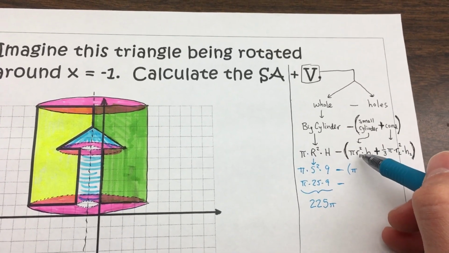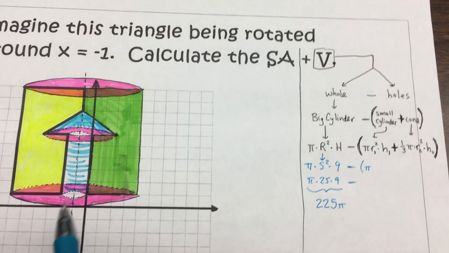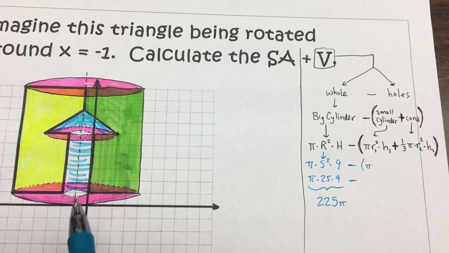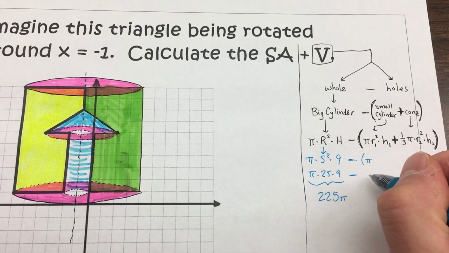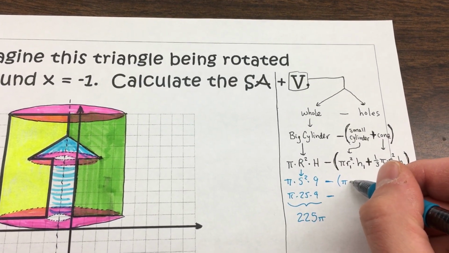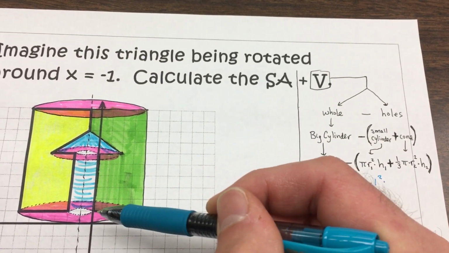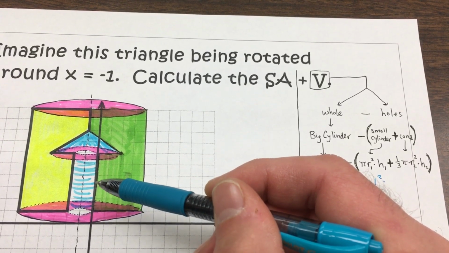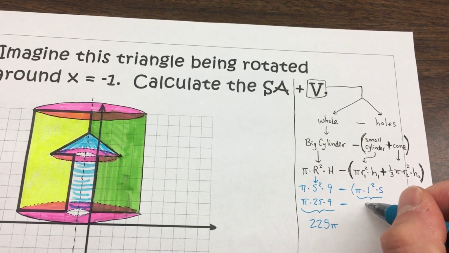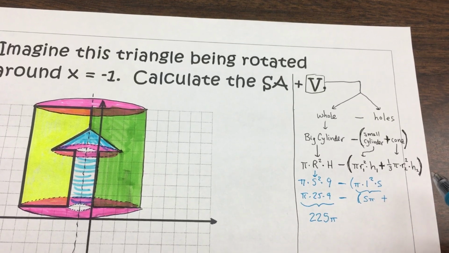So the radius, I called this r sub 1 here. So the radius of the small cylinder is just this 1 right here. That was that gap that I rotated around. So times 1 squared, and then times the height of the cylinder, which is 1, 2, 3, 4, 5. And so overall, there's just 5 pi, but I'm going to add to it the cone as well.